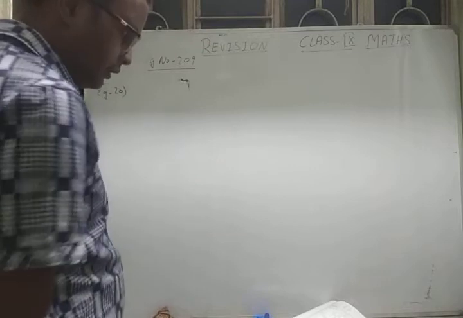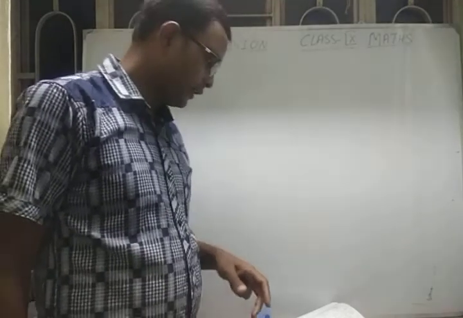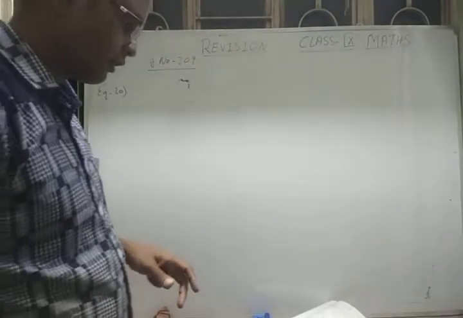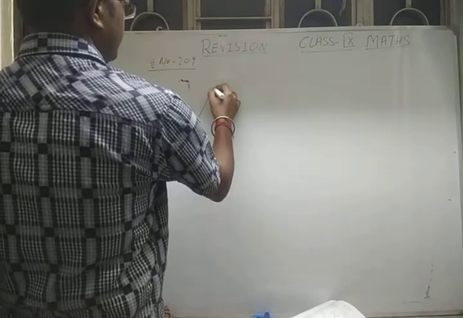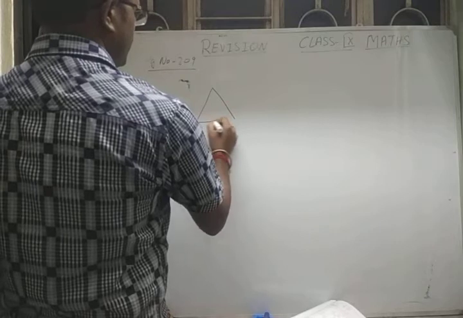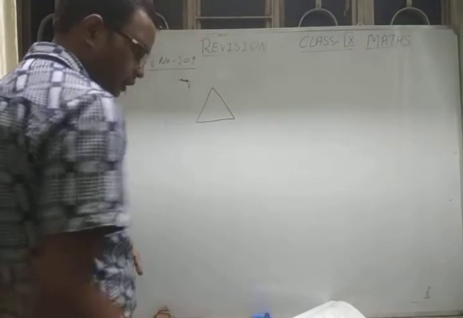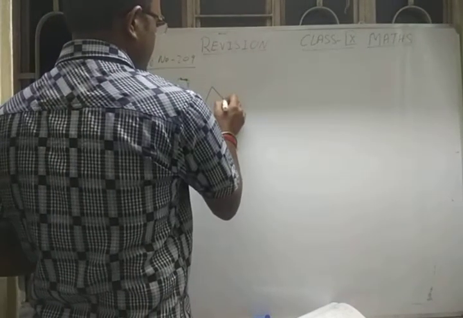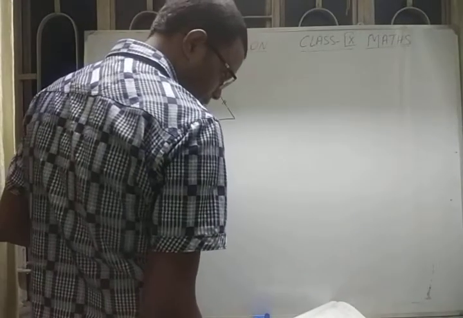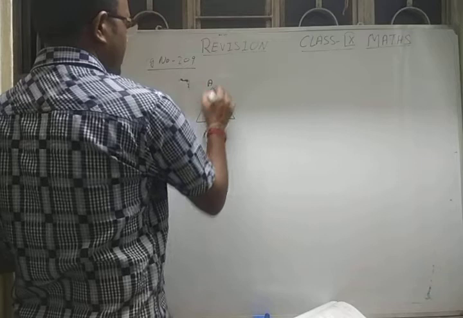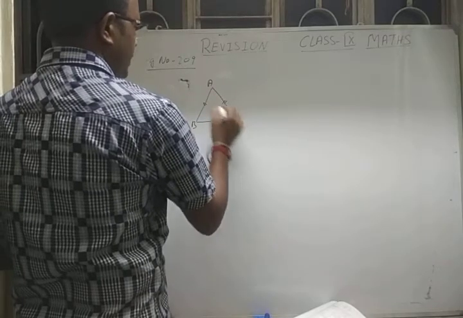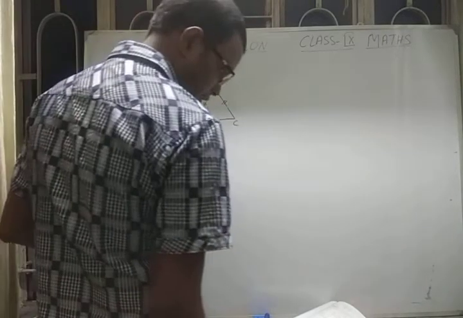Now, what is the question? In the adjoining figure, it is said that ABC is an isosceles triangle. So you have to take an isosceles triangle like this. That means these two sides are equal to each other, so that AB is equal to AC. So it is a triangle named ABC, where AB is equal to AC is given.